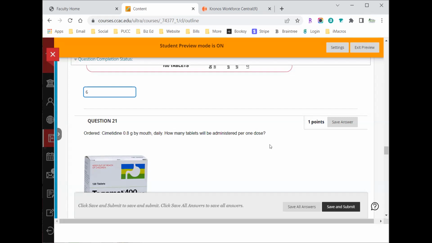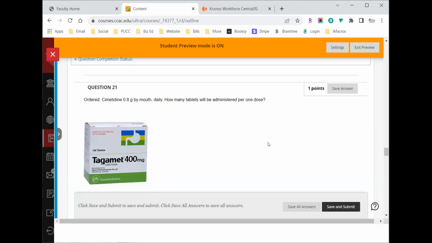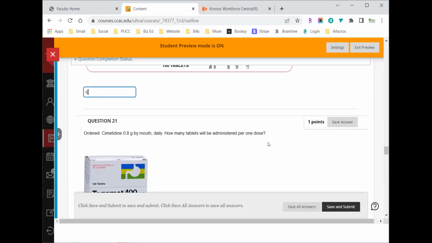All right. For this one here, it says cimetidine 0.8 grams by mouth daily. How many tablets will be administered per 1 dose? So Tagamet 400 milligrams is the available. And so what we're going to do is convert first grams to milligrams. So 0.8 grams is equal to 800 milligrams. My available is 400 milligrams. So 800 divided by 400, my quantity is per tablet. So the answer is 2.